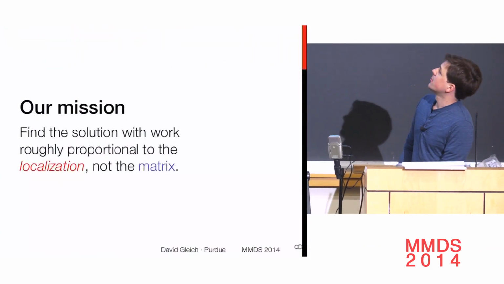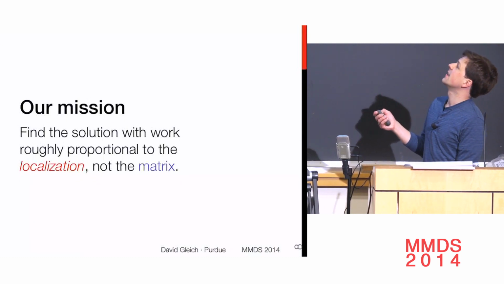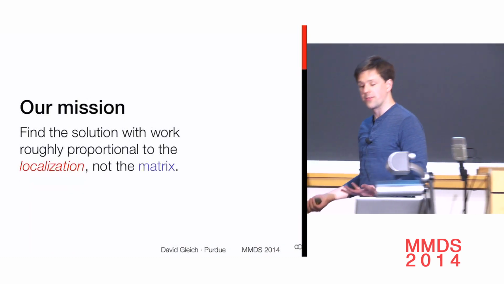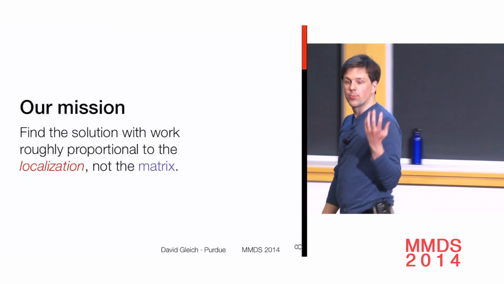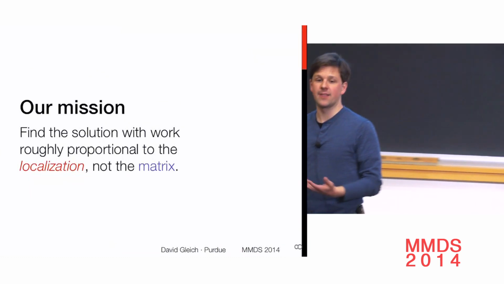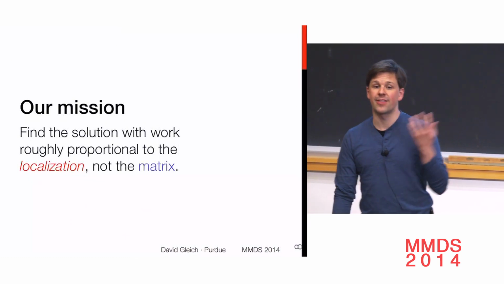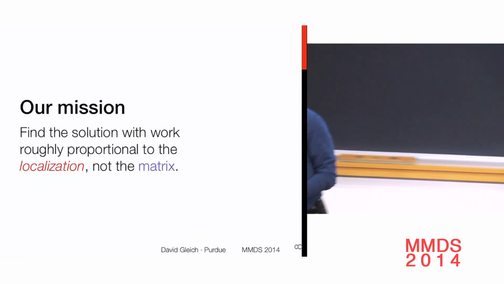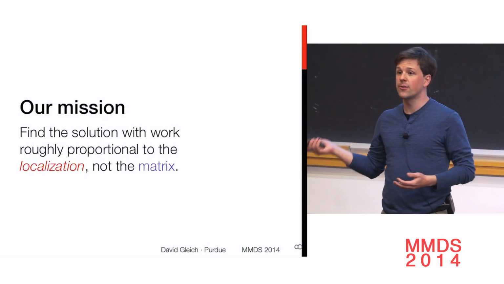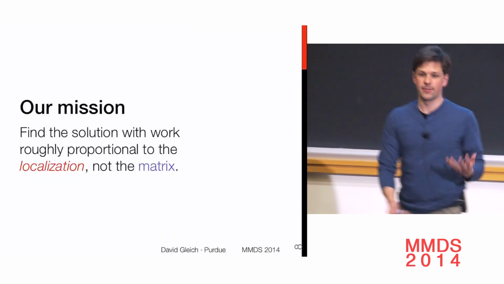Now, the mission in this talk is to find solutions of these diffusions in work that's proportional to the localization of that vector. So we want to find the solution in work 1,000, not work that scales like the size of the graph. So not work 5 million, but work 1,000.